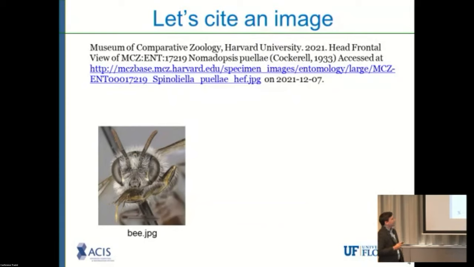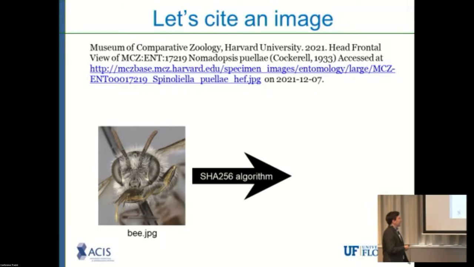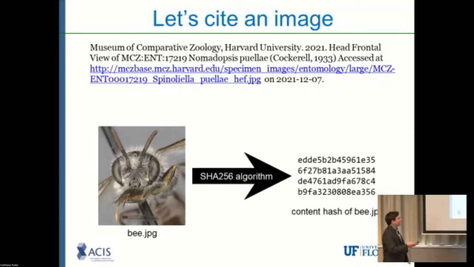So what we're going to do is try to turn this citation into what we call a signed citation. So something that, rather than citing the location of the content, actually cites the opposite of that, the content itself directly. So we take bee.jpg and we input it into what's called a cryptographic hashing algorithm. We chose the SHA-256 hash, but there are a bunch of different algorithms that would be perfectly acceptable. And any digital file, it just has to be a string of ones and zeros on a computer, if you put it into the algorithm, it spits out what's called a hash.